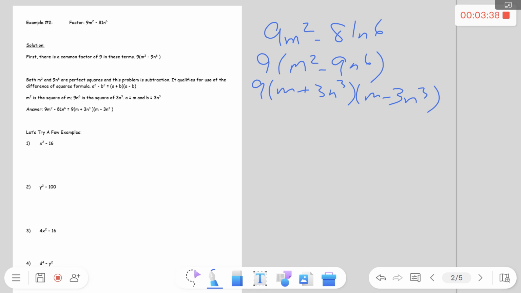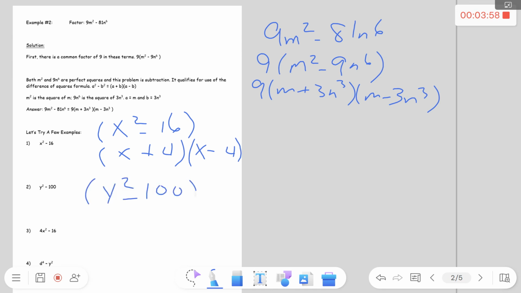So if I look over here at this example, it says x squared minus 16, x plus 4, x minus 4. Okay, x times x is x squared. Negative 4 times positive 4 is going to give me negative 16. Y squared minus 100. Y minus 10, y plus 10.